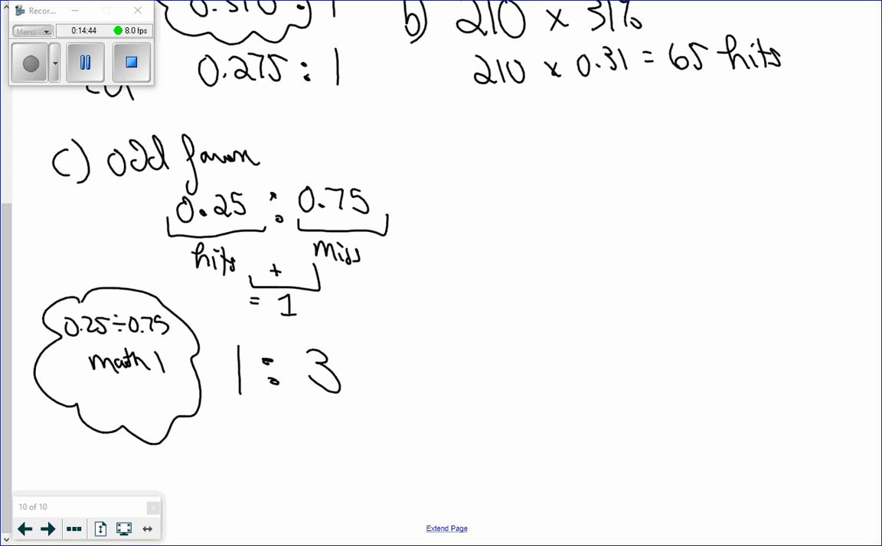So what does that mean? For every 1 hit, he's going to have 3 misses. Because remember his probability of hitting was 1 out of 4, which is 25%. 1 plus 3 is 4. Okay. What are the odds against Edwin getting a hit? So odds against Edwin.